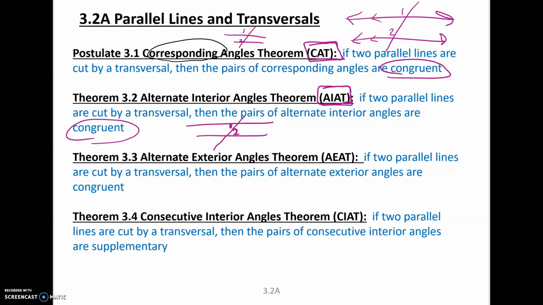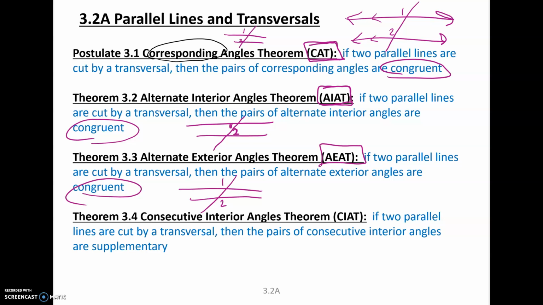Okay, my third type of angle from yesterday was alternate exterior angles. This one's AEAT, okay, alternate exterior angle theorem. It says if 2 parallel lines are cut by a transversal, then the pairs of alternate exterior angles are congruent. Okay, so those would be equal. They would be the same measure, congruent measures.